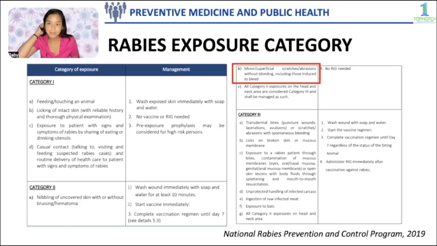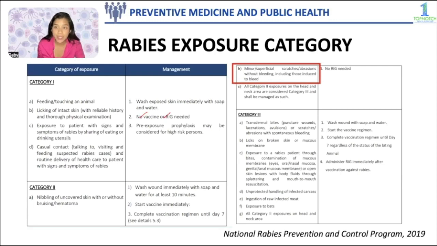So to understand bakit relevant yung induced bleeding, we have to go through the rabies exposure categories by the National Rabies Prevention and Control Program. So for category 1 exposures, this is usually involving feeding or touching an animal. So things like licking of intact skin, exposure to a patient with signs of rabies. So really no real risk of you developing or getting infected with rabies as well. So the management here would just be to wash the exposed skin. There is no need to vaccinate. There is no need to give immunoglobulin as well.